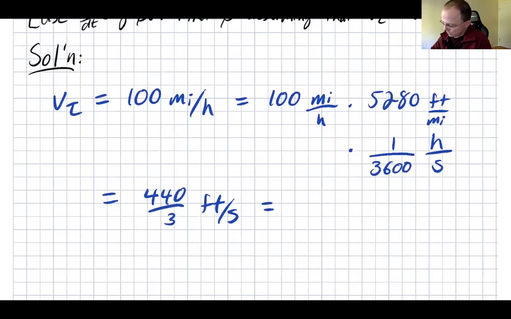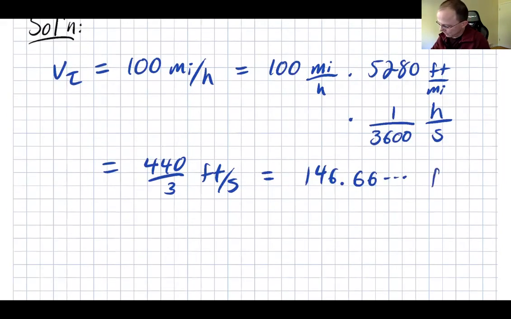So that's about 146.66 and so on, 6 repeated forever. Okay, so that's how many feet per second. So that's the terminal velocity. So it's about 147 feet per second is the terminal velocity.